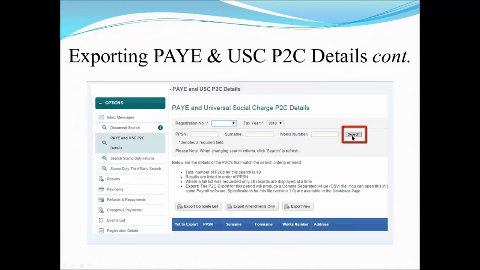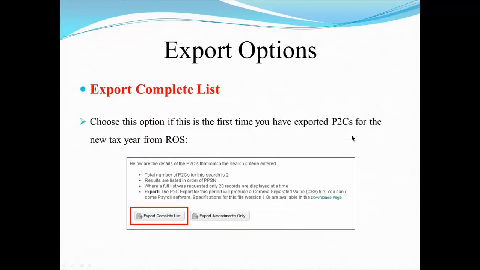So you have two export options, and depending on what time of year it is, this will guide you through which one you need to choose. So your first option is to export a complete list. And this is the option you are always going to choose if this is the first time you have exported P2Cs for the new tax year from ROS. So at this time of year, you'll be doing export complete list because you want to bring all your employees' details in.